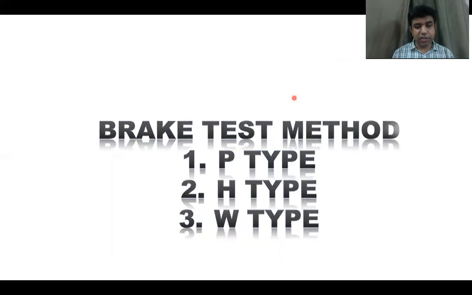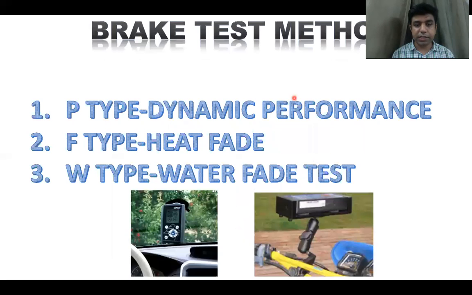Now let us understand the different brake testing methods. Broadly, we have three different types of brake test methods. The first one is P type, the second one is H type, and the third one is W type. Now let us understand these abbreviations in detail.